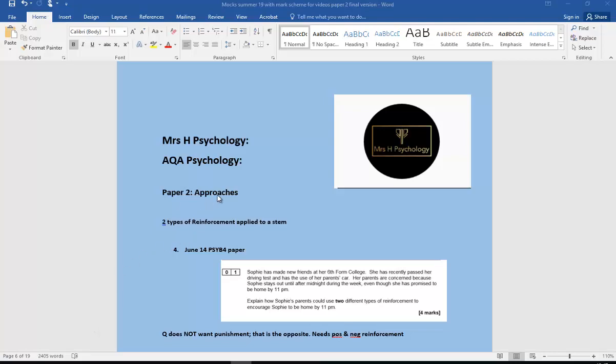Okay, so another approaches exam question. This is for Mrs. H, Psychology, for paper 2, approaches, another behaviourist question. This time it was about 2 types of reinforcement that needed to be applied to a STEM. So here's the STEM that they've given.